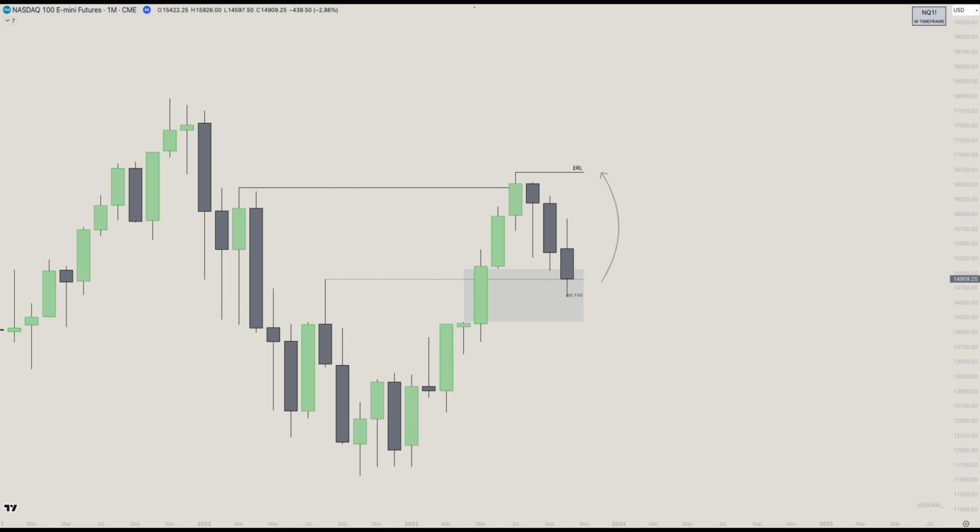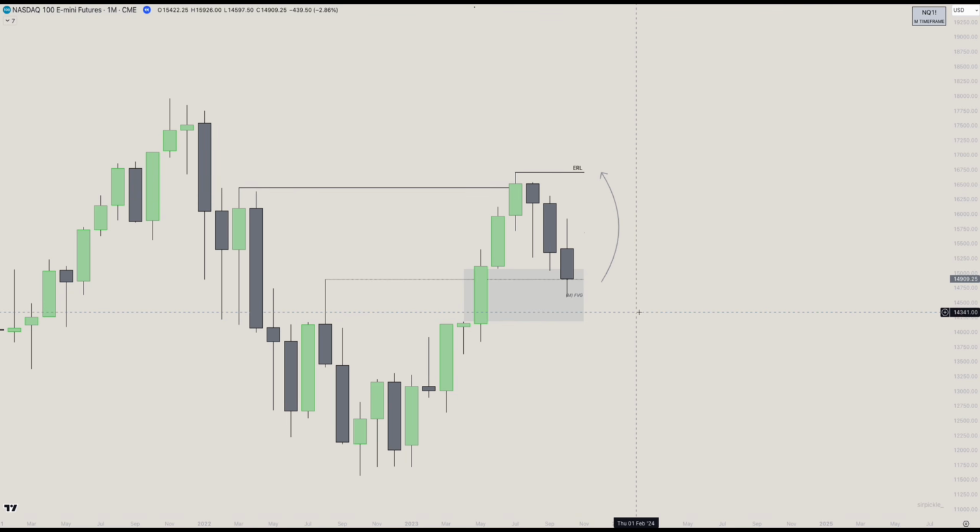So here we are on the NASDAQ monthly chart. We have just taken external range liquidity in the form of that swing high right here. And we drew back into internal range liquidity in the form of a fair value gap, which is overlapping with this old swing high.